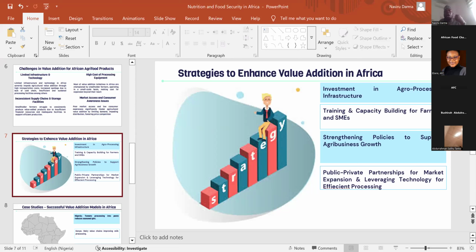Number one is investment in agro-processing infrastructure. Right? So this investment does not only require an individual investment. It has to be from a policy point of view. What is the government? What are the politicians doing? The policymakers, what are they doing? How do they attract more investment within the agro-processing industry?